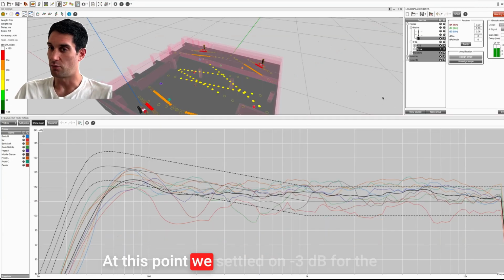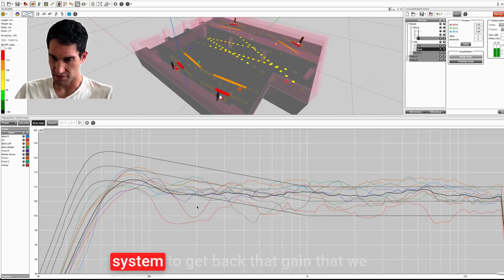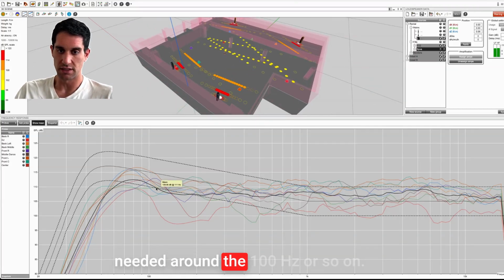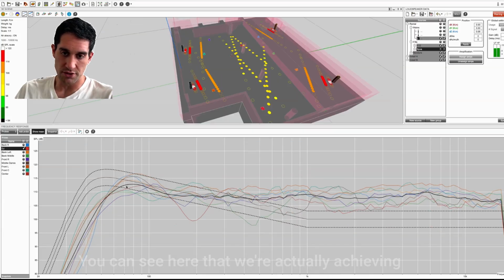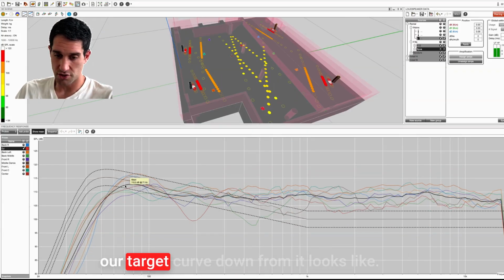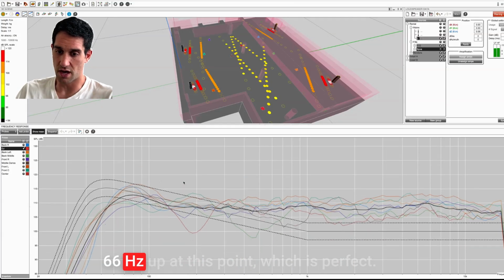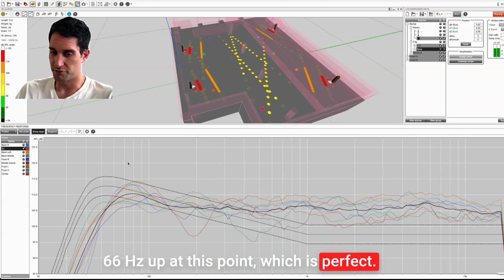At this point, we set it on minus 3 dB for the system to get back that gain that we needed around the 100 hertz or so. You can see here that we're actually achieving our target curve down from, it looks like, 66 hertz up at this point, which is perfect.